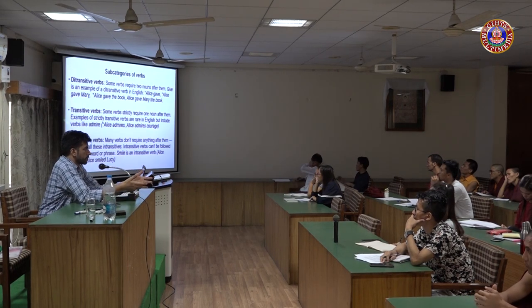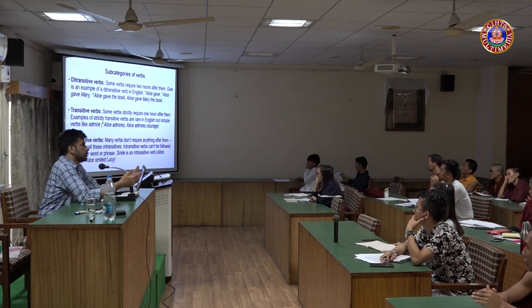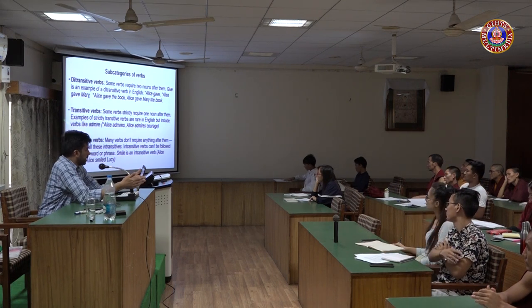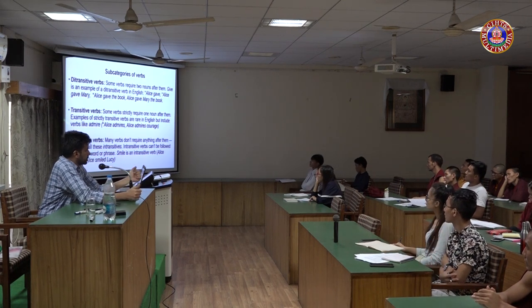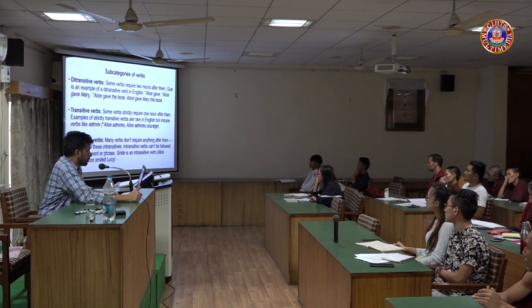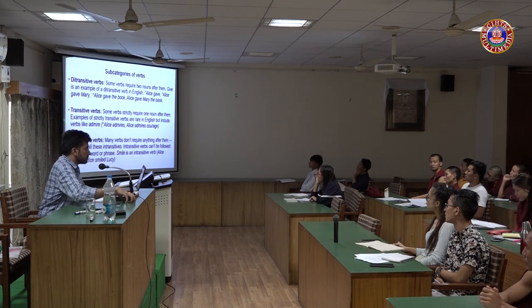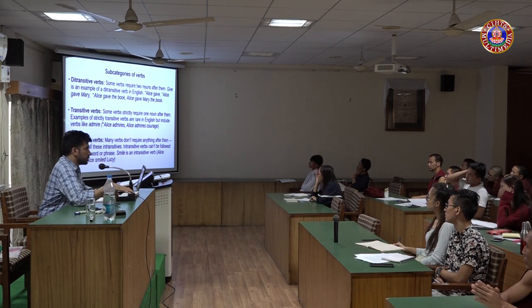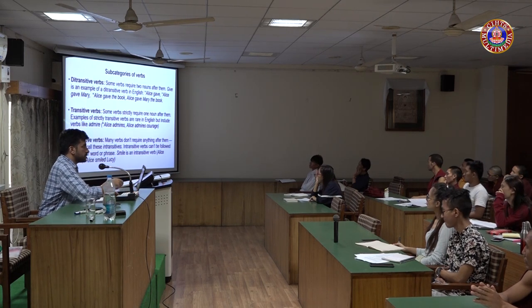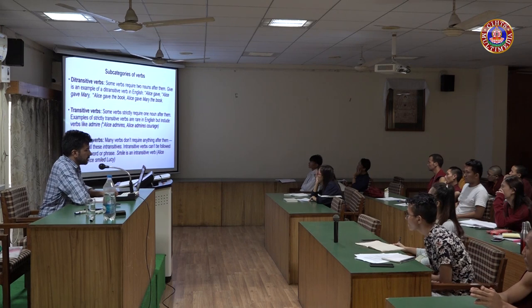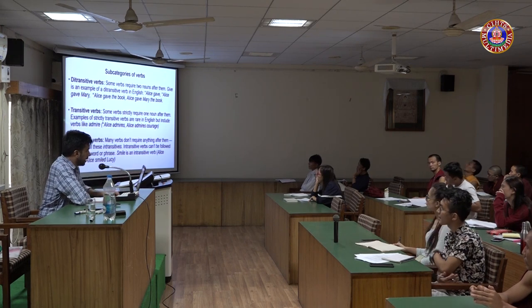Alice gave what? Alice gave something. Then another noun, a second noun, to whom? And gave what? So Alice gave the book. This is okay. Alice gave Mary the book. Now these kinds of verbs are ditransitive verbs which require more nouns after that, where the action word is bringing out its action and giving it to an object after it.